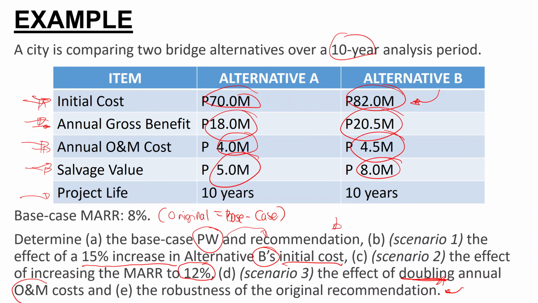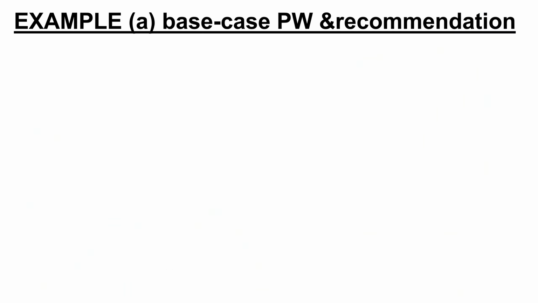Is the original recommendation robust? Does it remain constant throughout these three scenarios? Or does each of the scenarios switch to another alternative? So to know that, let us first calculate our original present worth and recommendation.